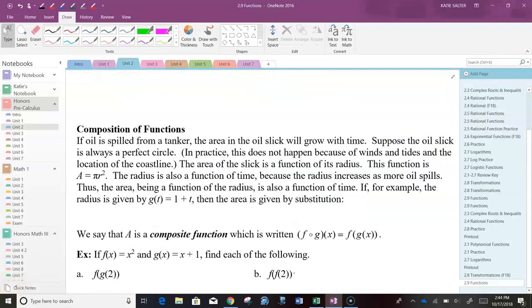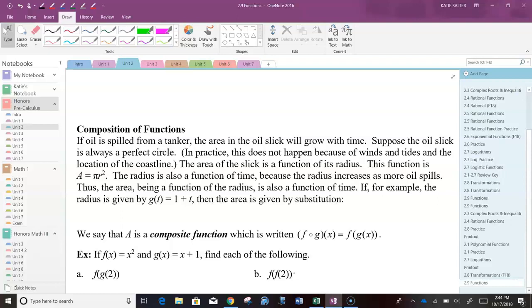If oil is spilled from a tanker, the area in the oil slick will grow with time. Suppose the oil slick is always a perfect circle. In practice, this does not happen because of the winds and tides and the location of the coastline. The area of the slick is a function of its radius. This function is A equals pi r squared.